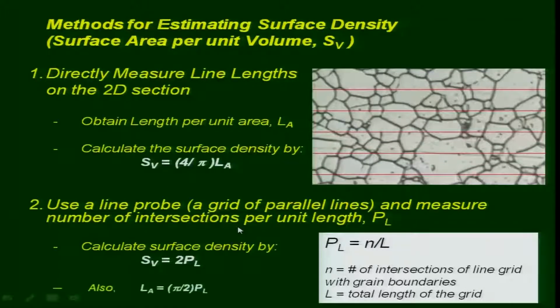And a third result is also available to us. If I just want to know what is the length per unit area, which I was trying to measure, from this count of PL, I can get the length per unit area as pi by 2 times PL. This is also a simple stereological relationship that can come from one of those thought experiments of geometrical probability.